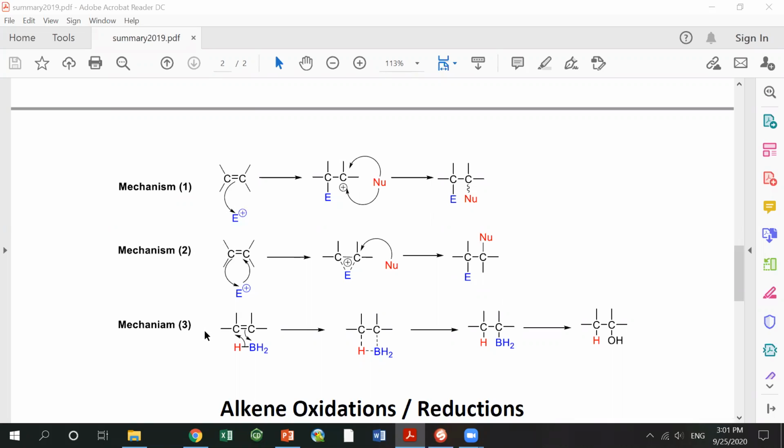Mechanism three is totally opposite. That's the hydroboration-oxidation reaction. Because this is a concerted process, we generate a syn-addition product: the hydrogen and the boron, eventually the OH group, add on the same side of the bond. Also, because of the electronic effect and the steric effect, the regiochemistry follows the anti-Markovnikov rule. Keep that in mind.